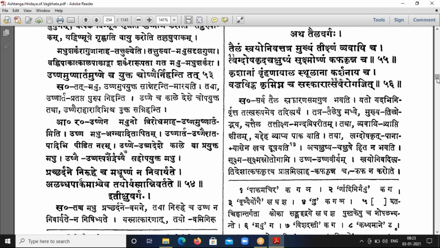Then another statement we find in Sangraham is: Guru Ruksha Kashayatvad Shaityacha Alpam Hidam Madhu. Madhu should always be used in moderation, in very low quantity.